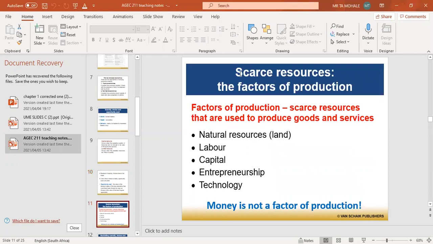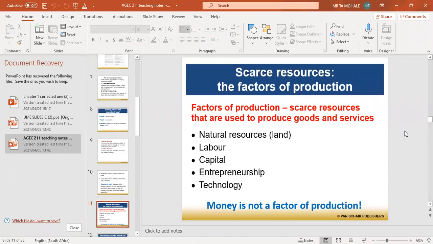Scarce resources, I said we are talking about factors of production. Factors of production are the scarce resources that are used to produce goods and services. And these include natural resources, which is at times called land, labor, capital, entrepreneurship, and technology. Technology is an emerging fifth factor of production. Initially, we had 4 of them. Technology was not there. But as people conducted their research, they came up with the conclusions or the inferences that technology is also a factor of production.